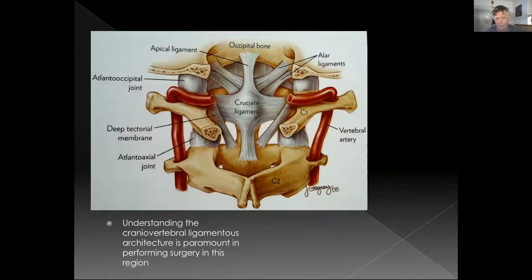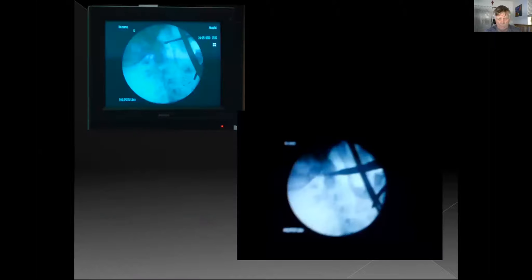So we have several ligaments, and it is very useful to understand this ligamentous architecture. This is paramount in performing surgery in this region. Here we have the apical ligament, alar ligaments, cruciate ligament, the deep tectorial membrane, atlanto-axial joint, and the vertebral artery. The cruciate ligaments and the alar ligaments are very important to know in order to make an approach in this site. This is a transoperative view of the drilling of C1 to go to this approach.